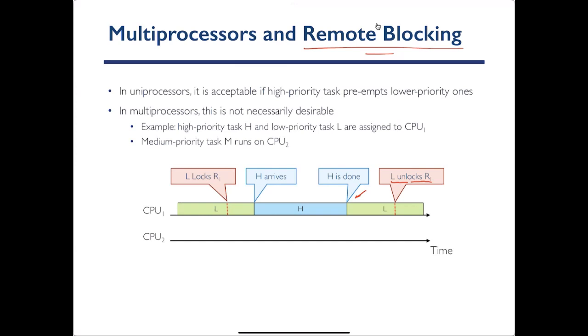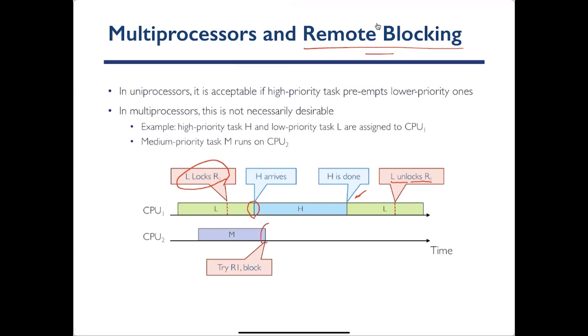Now, this is fine, and nothing special to look at here. But what happens if CPU2 was running a medium priority task? So if CPU2 runs a medium priority task, and this medium priority task wants to acquire R1, let's say R1 is a mutex that the medium priority task wants to lock, what's going to happen? Well, the lock is acquired by this low priority task, and this low priority task is blocked.